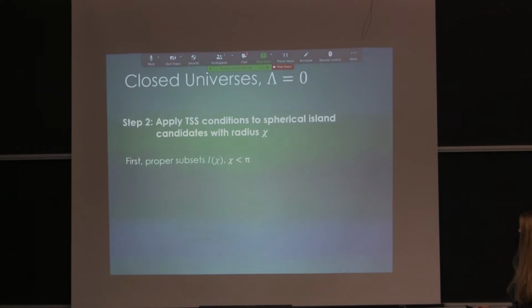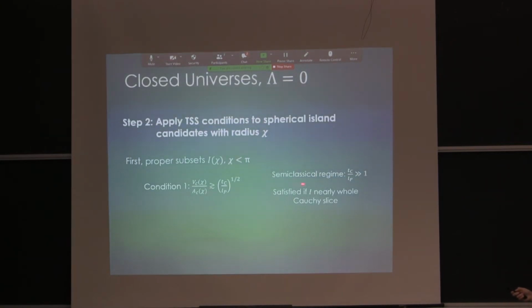First, we'll consider proper subsets of the universe. Chi, being the comoving coordinate, ranges up to pi, and pi is the entire universe. If we consider a proper subset, and stick in what we found for A0, and rewrite all of the various constants in terms of Tc and L Planck and T lambda, if it were relevant, then we find that the first condition reduces to this condition here. You can see the ratio of the volume to the area needs to exceed this ratio of constants. But we're also restricted to the semi-classical regime, so we already have a condition on that ratio of constants, so this needs to be very large.